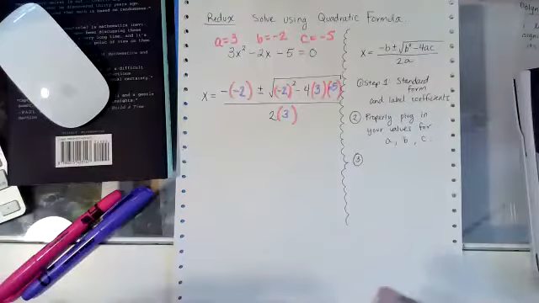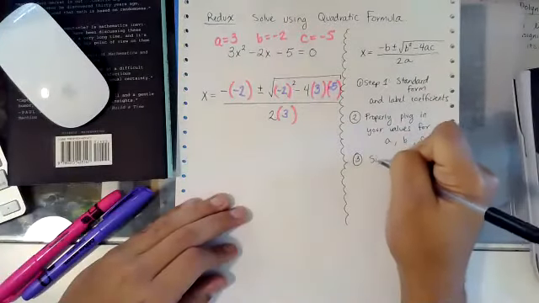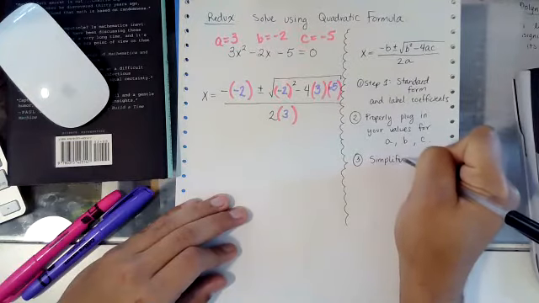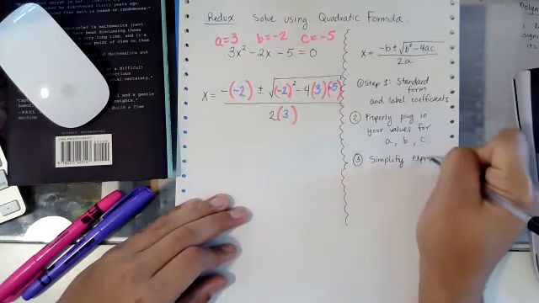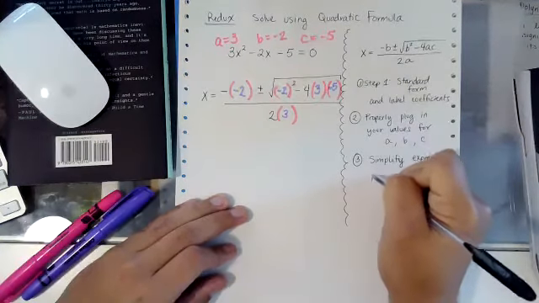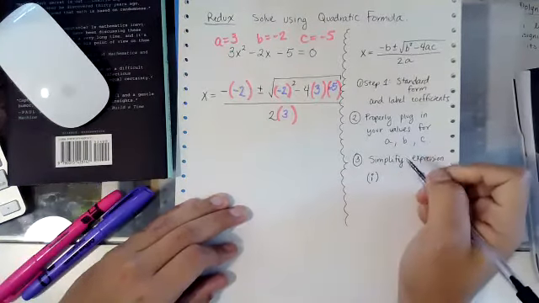Step three is going to be a multi-step process. Really, we're just simplifying the expression now, simplifying the expression or the formula. But let me do a little Roman numeral I here.